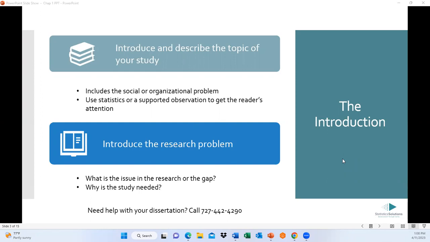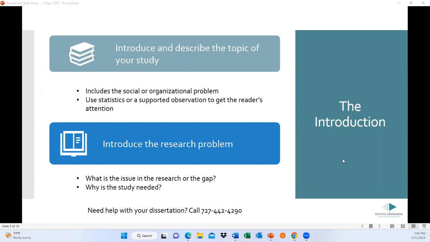You want your statistics or your source to be recent, right? So if you point to a problem that was 10 years ago, that may not be a problem anymore, or the problem may have changed, or the numbers have changed, right? The statistics are different now than they were 10 years ago. So use something recent. Then you want to introduce the research problem.